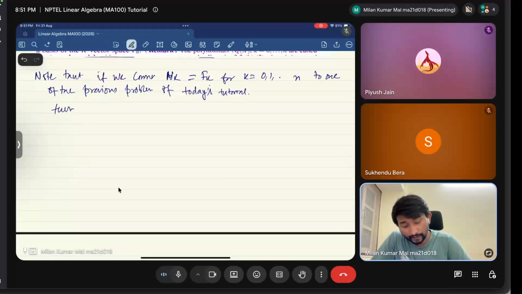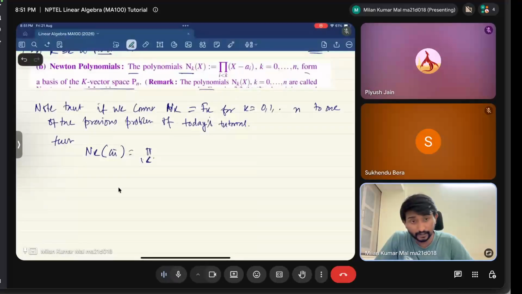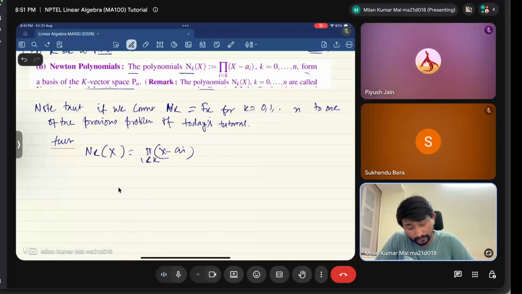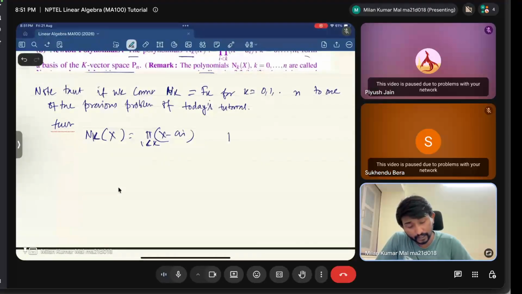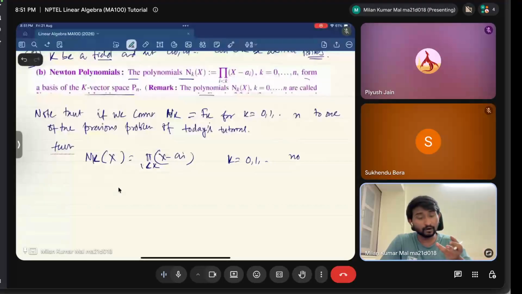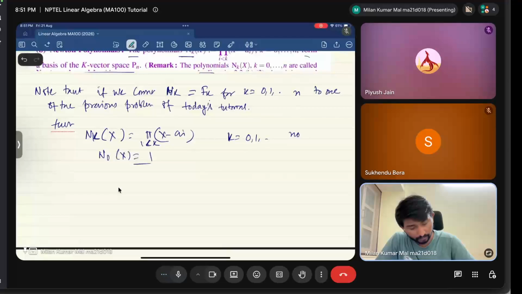Then what will happen is that Nk(x) is the product over i less than k of (x minus ai). With the convention that if I take k equals 0, then there is nothing less than 0, so N0(x) equals 1. Basically, here it is k equals 1 to n, and N0(x) equals 1. This is the convention.